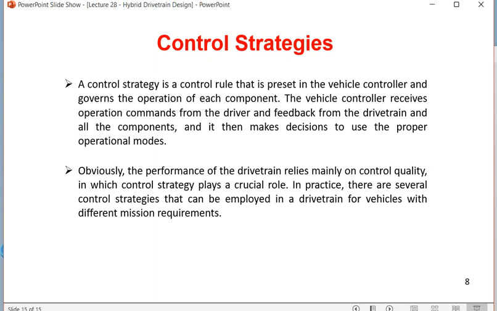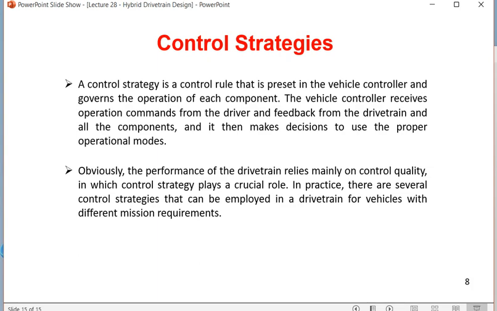In practice, there are several control strategies that can be employed in a drivetrain for vehicles with different mission requirements. What is meant by mission requirement? Whether the vehicle wants to drive through hill or desert, or through sand or jungle, or it is going to drive through a city or a highway. These are different mission requirements, and depending on that, the control strategies are to be developed. We have to simulate different conditions in the HEV, and there are many drivetrain simulations available. With that, we have to check the control parameters and the different control strategies first, and then implement them for different mission requirements.